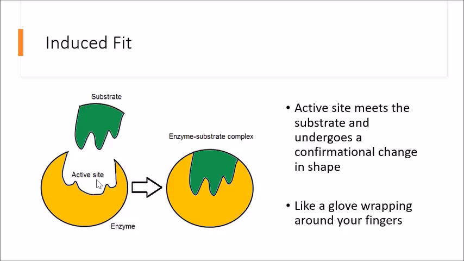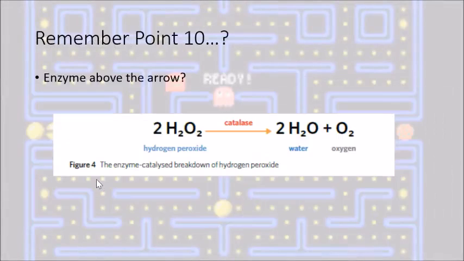Conformational change occurs with the glove. It's an induced fit of your hand into the glove. Same thing for an enzyme and its substrate. As the substrate slides in, it's like the glove wrapping around the fingers. Don't need to go back to spot the difference. We're not going to worry about that.